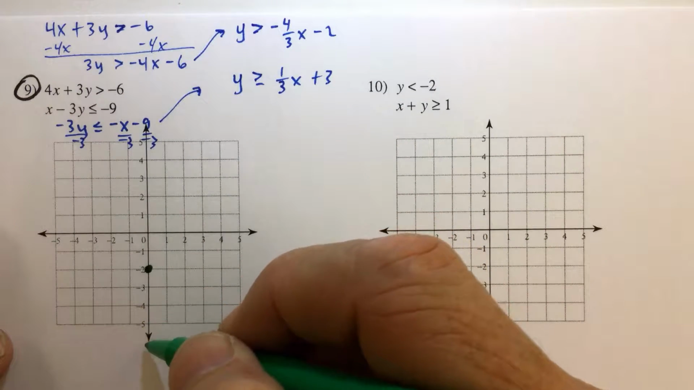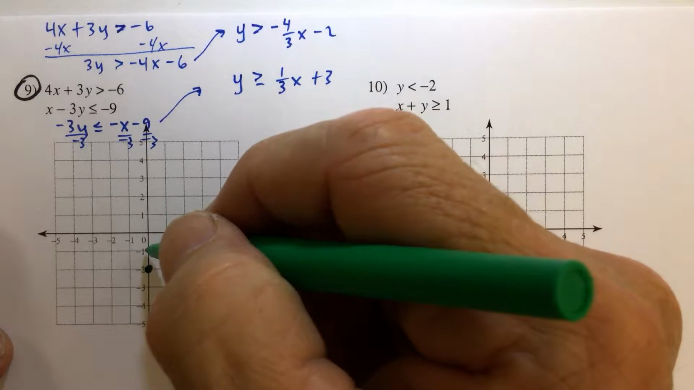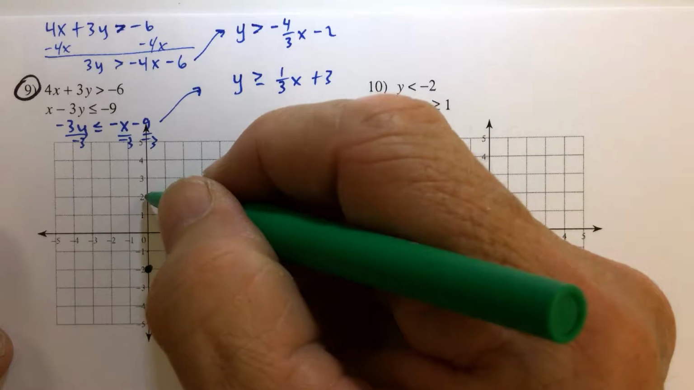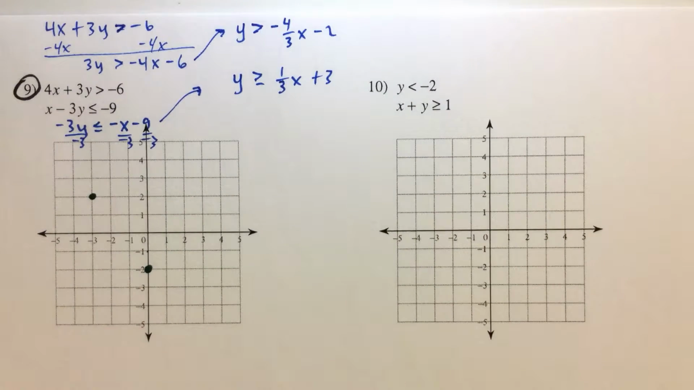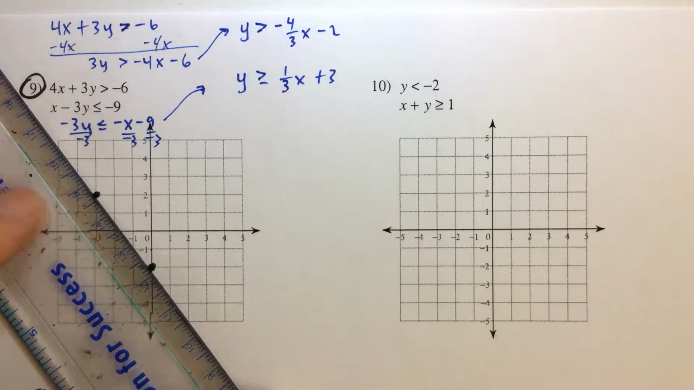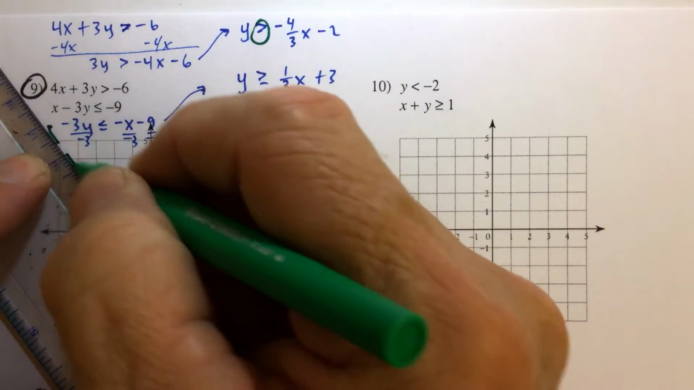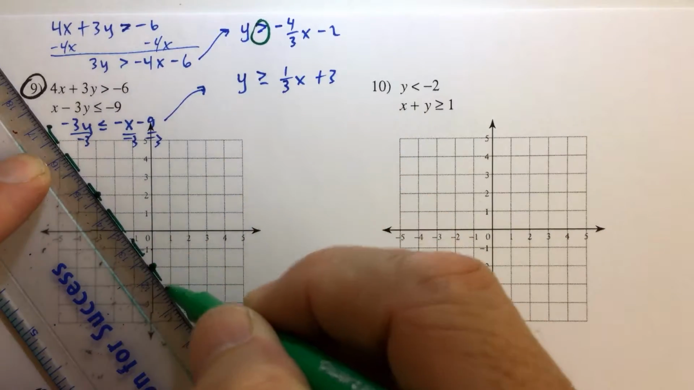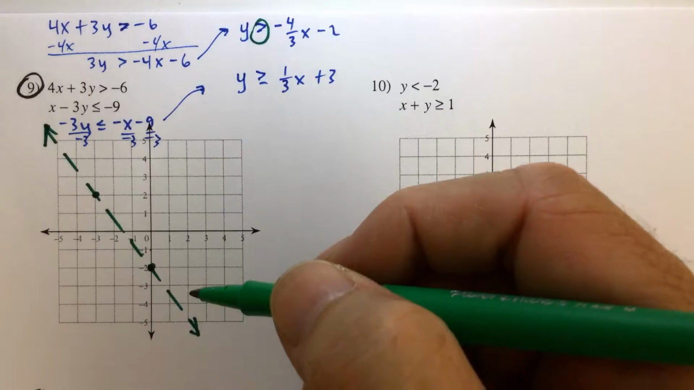We could go down 4 and over 3, but we kind of run out of room here. So I'm going to go up 4, 1, 2, 3, 4, and to the left, 1, 2, 3, to get our second point on the line. Before I draw the line, I'm going to look at the inequality symbol, and I notice that it's greater than, so I'm going to draw it dashed. Always just force yourself to look, is it dashed or is it solid?